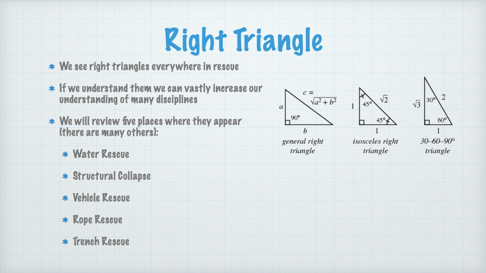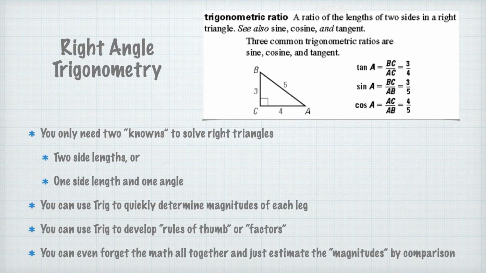We'll first talk about some of the principles and premises and lay a good foundation. And once we have that, then we're going to look at five instances in different disciplines where these right triangles show up, and how we can use an understanding of right triangles to understand what's happening within that discipline.